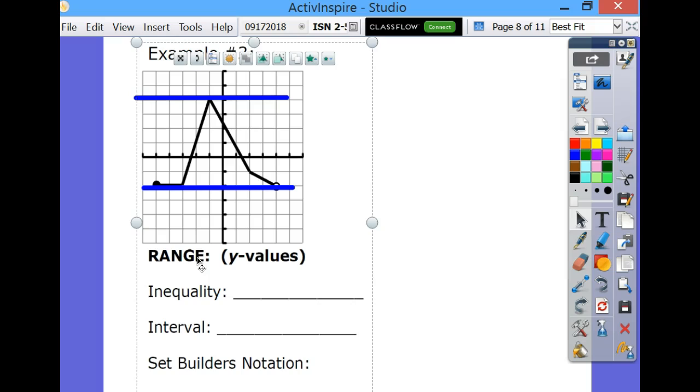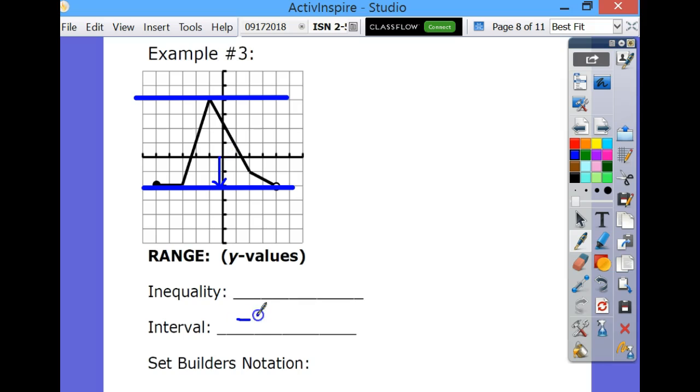Well, where is the bottom? The bottom is -2. Where is the top? 1, 2, 3, 4. See where I get the -2 and the 4? I'm counting bottom to top this time. I'm ignoring left to right.